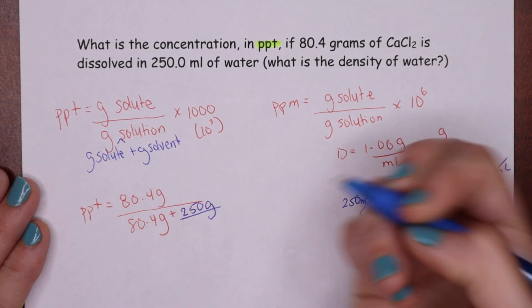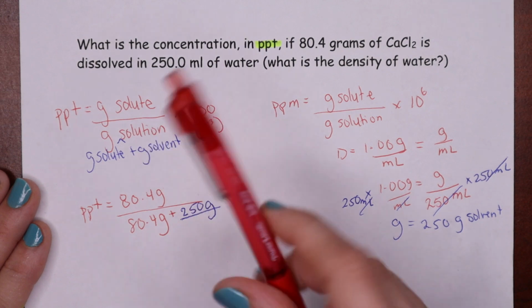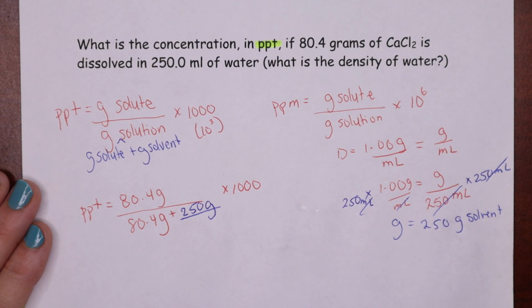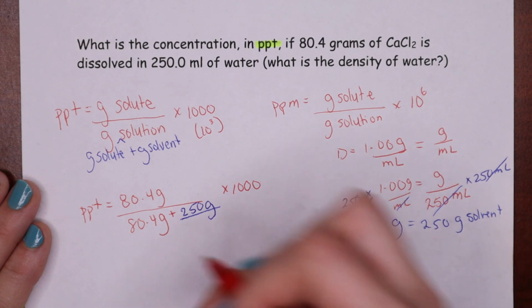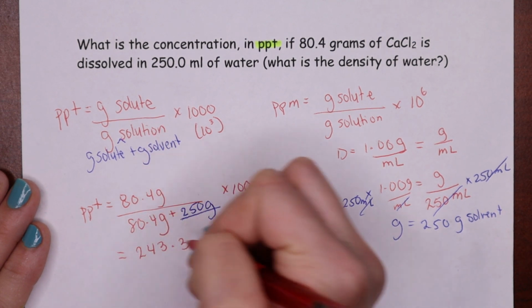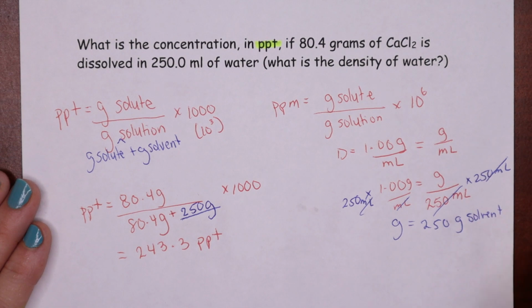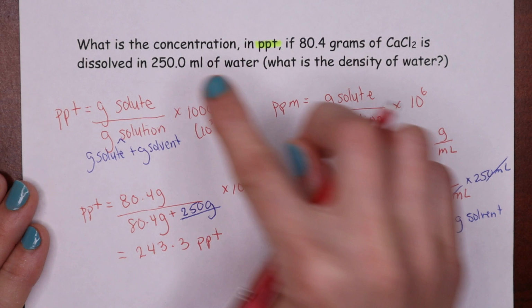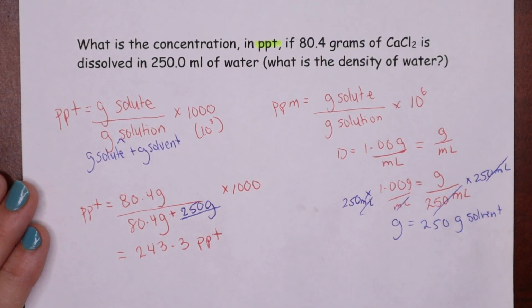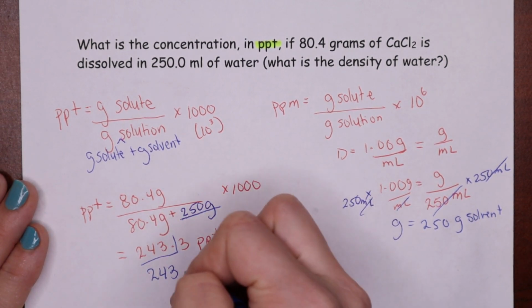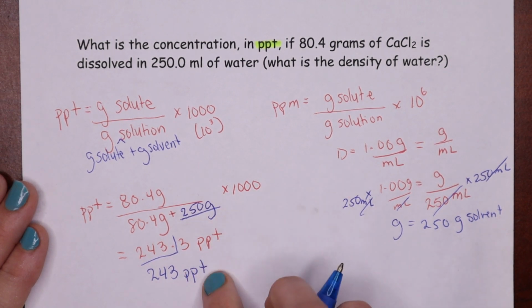250 grams. And what we do not want to forget is the 1000. Now you're going to go ahead and plug this into your calculator, and the answer is going to be 243.3 parts per thousand. Now let's check the significant figures. We have 3, we have 4, so our final answer should have 3 as well. So I'm going to go ahead and stop right there, see if I have to round. I don't, so my final answer is 243 parts per thousand.